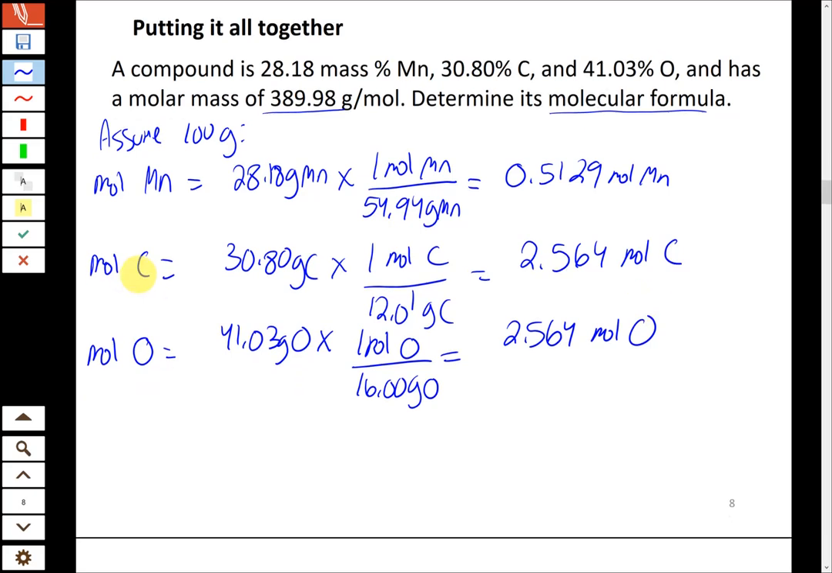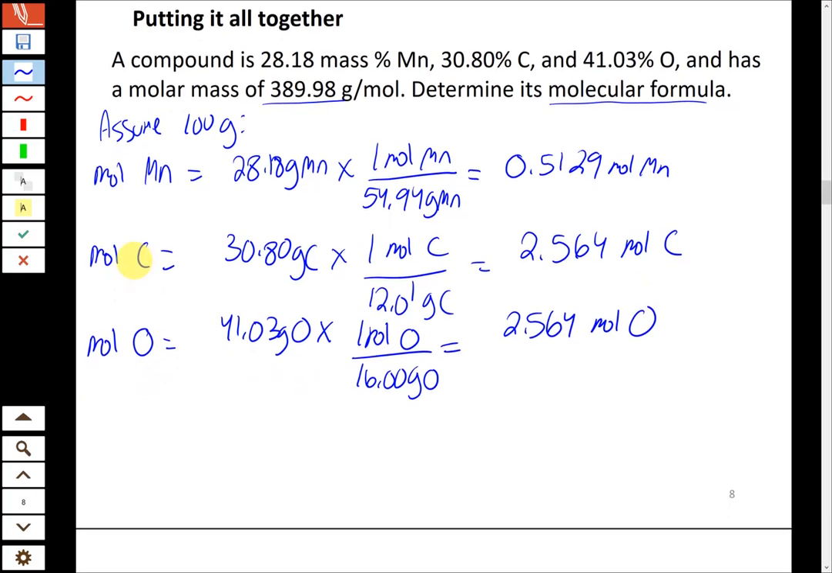So we have what we need to get the empirical formula. I'll lop off one figure here just to make it easier to write, but we can keep all of them if we want. We have Mn 0.513, carbon 2.564. These are the moles of each element, but again, they're all decimal numbers, so we have to divide to convert them to whole numbers. We divide all of them by the smallest, which is 0.513.